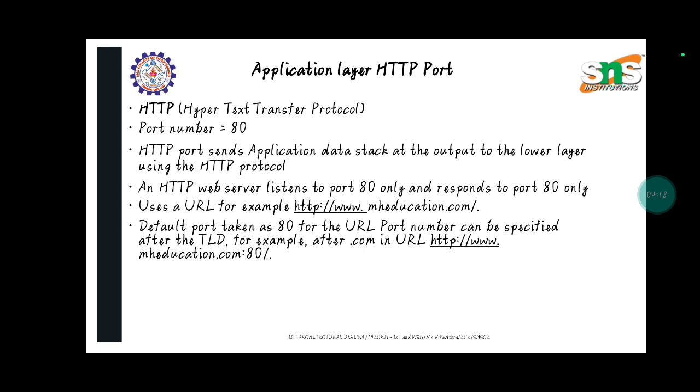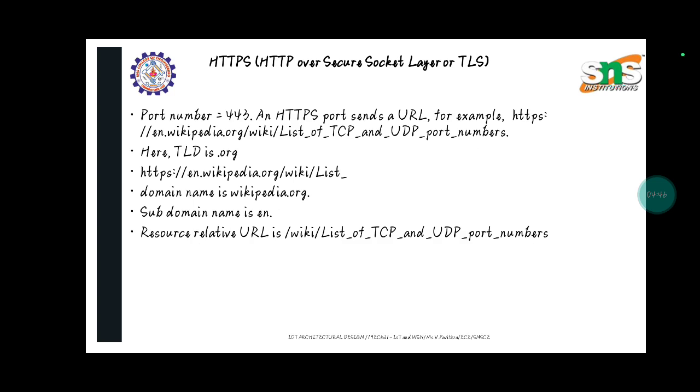Here at the application layer, HTTP, the Hypertext Transfer Protocol, uses port number 80. The HTTP port sends the application data stack at the output of the lower layer using the HTTP protocol, and the HTTP web server listens to port 80 only, responding to the user URL. For example, the default port is taken as 80 for the URL, and a port number can be specified after the TLD, for example after .com. Then there is HTTP over Secure Socket Layer or TLS, port number 443. The HTTP port sends a URL, for example example.com, where the TLD is the domain, then the subdomain name, the resource and the relative URL, followed by the list of TCP and UDP port numbers.